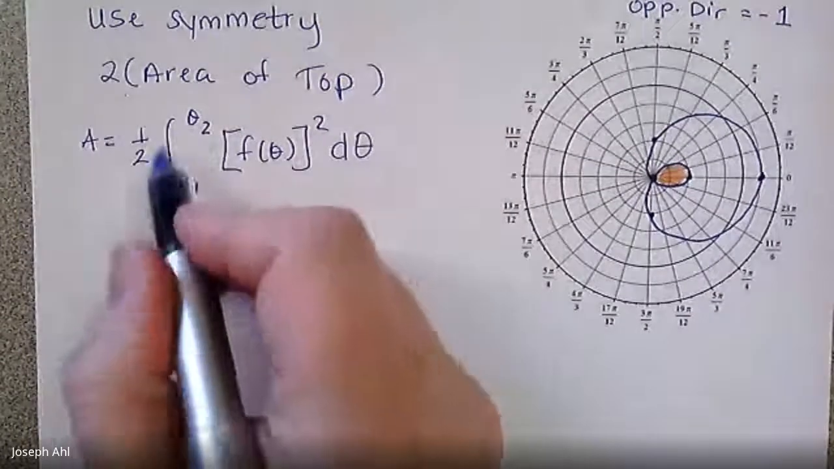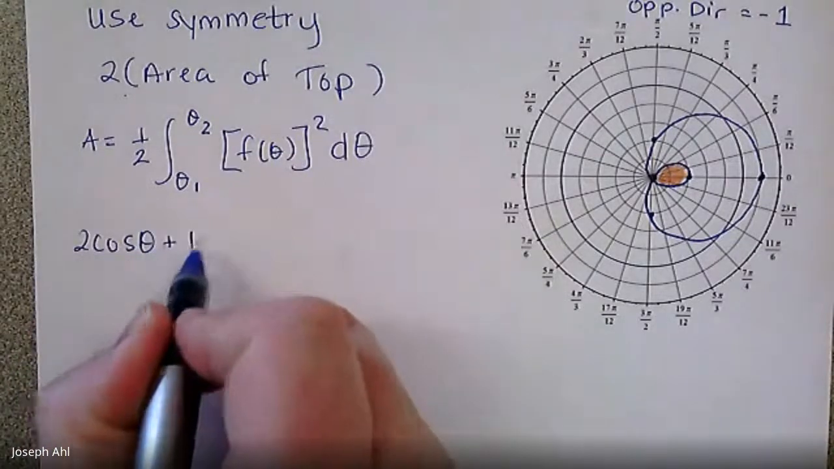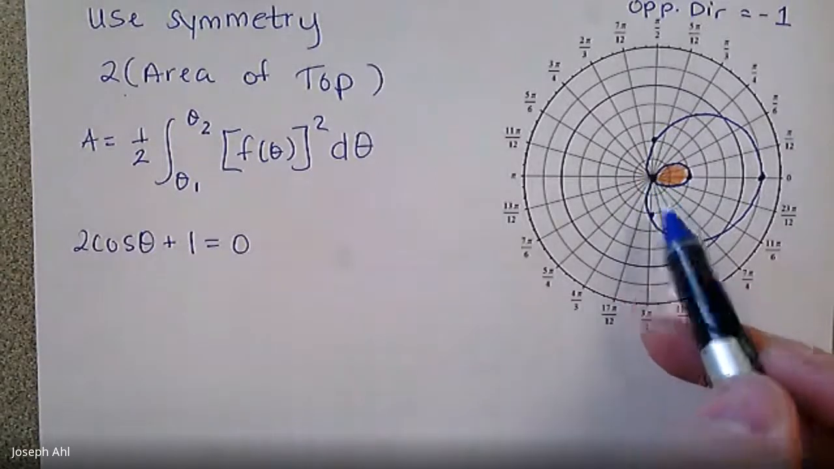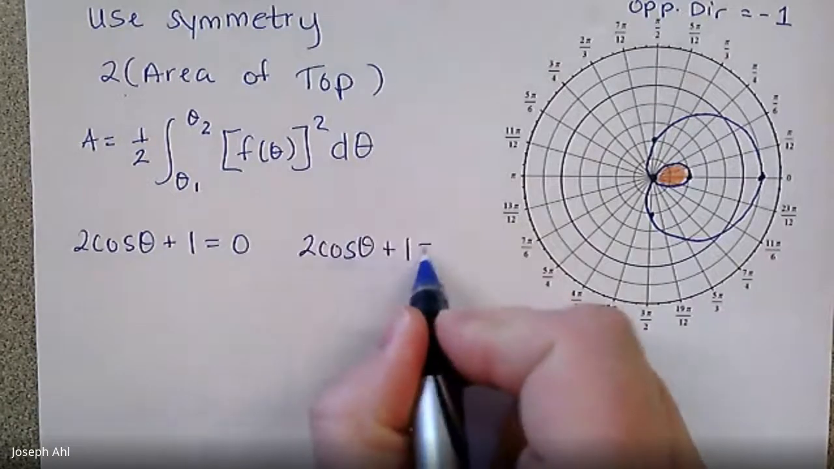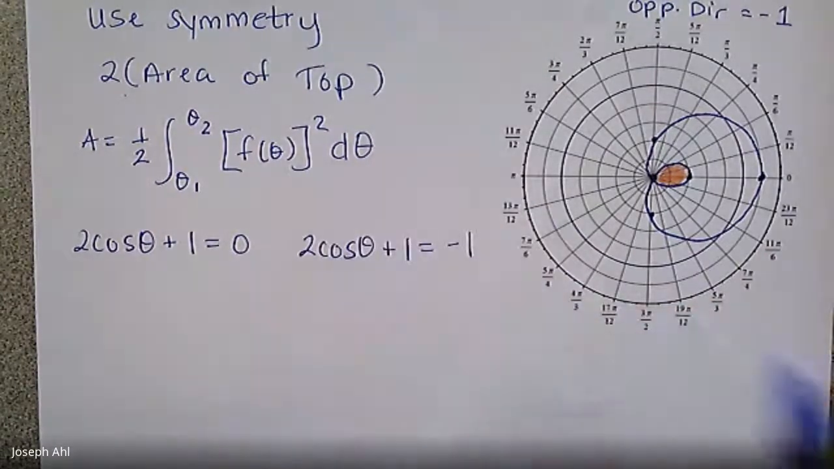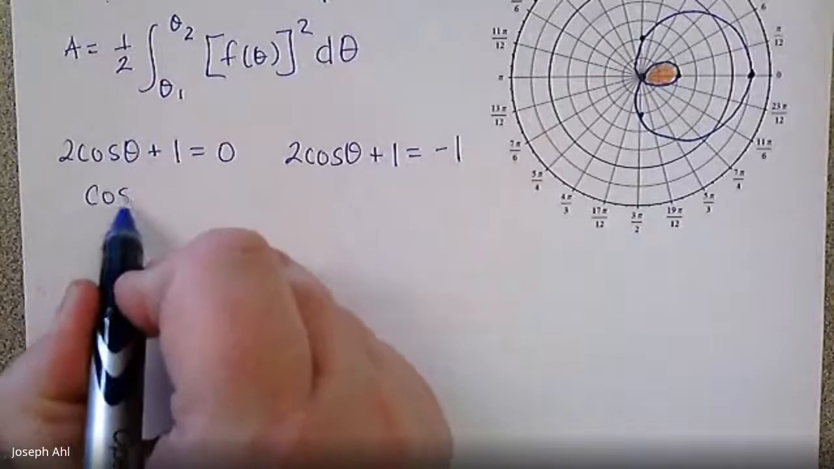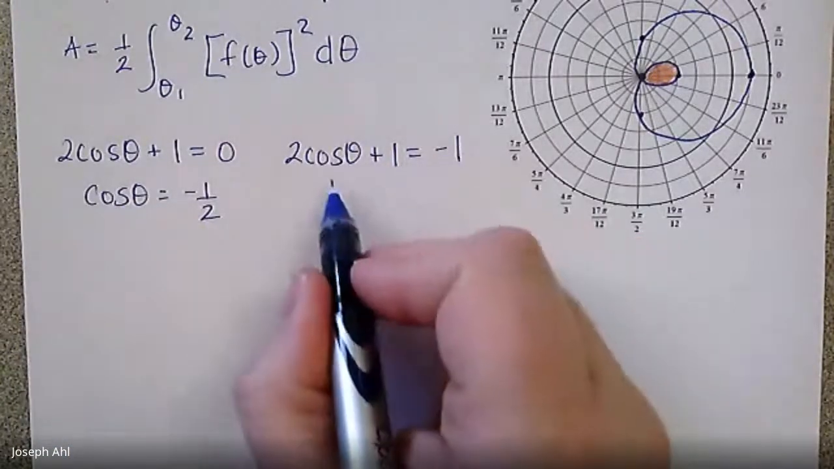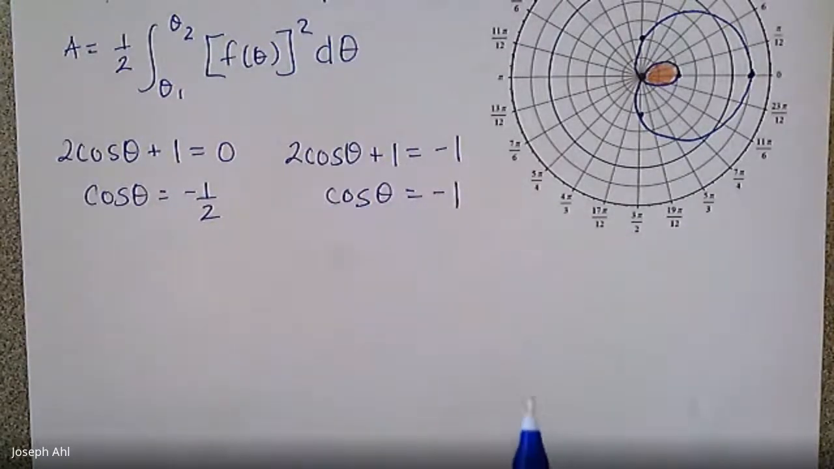So to find these two values of theta, in one instance, we're going to solve where does 2 cos theta plus 1 equals 0. That's going to get me the first angle right here. And then as I loop around, the second angle is when 2 cos theta plus 1 is equal to -1. Okay, let's see if we can use that to determine the bounds of integration. So we're going to get cos theta equals -1/2 here. Over here, if I subtract 1, 2 cos theta would equal -2, and therefore cos theta equals -1.